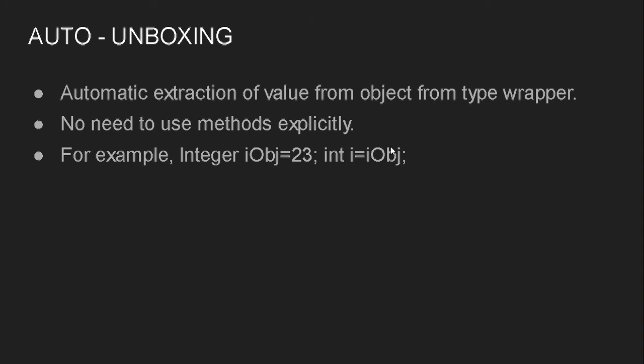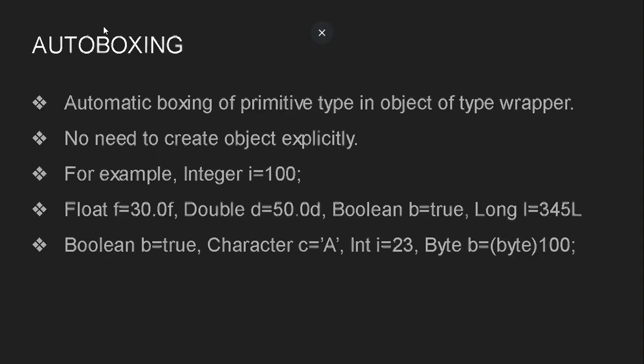I am extracting the value which is stored inside this iObj. In this example, the value stored in iObj is 23, so ultimately the value stored in the variable i is going to be 23. So this is auto unboxing. I don't need to use the methods explicitly; the Java compiler automatically does it. These are the concepts of auto unboxing and autoboxing.